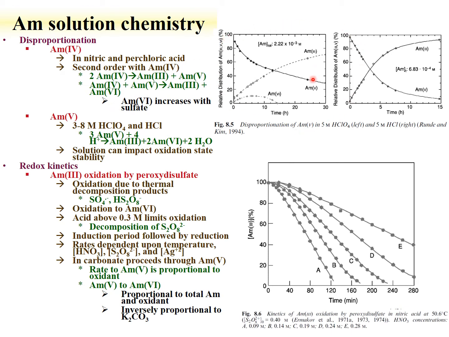And then here's some of the disproportionation kinetics, where we see the relative distribution of the different americium oxidation states: the 3 and the 6 increasing, the 5 decreasing, and the 6 increasing and then decreasing over time. In 5 molar perchloric and 5 molar HCl, we certainly see some differences in the HCl, where it's driven to the trivalent americium state more rapidly than in the perchloric system.